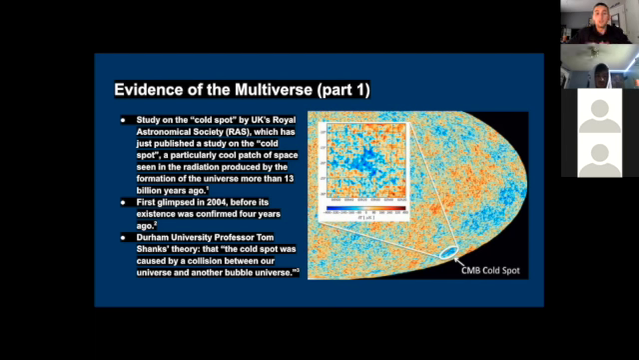Moving on. This quote from Professor Tom Shanks is his theory that this cold spot was caused by a collision between our universe and another bubble universe, which is one of the theories we're going to cover today.